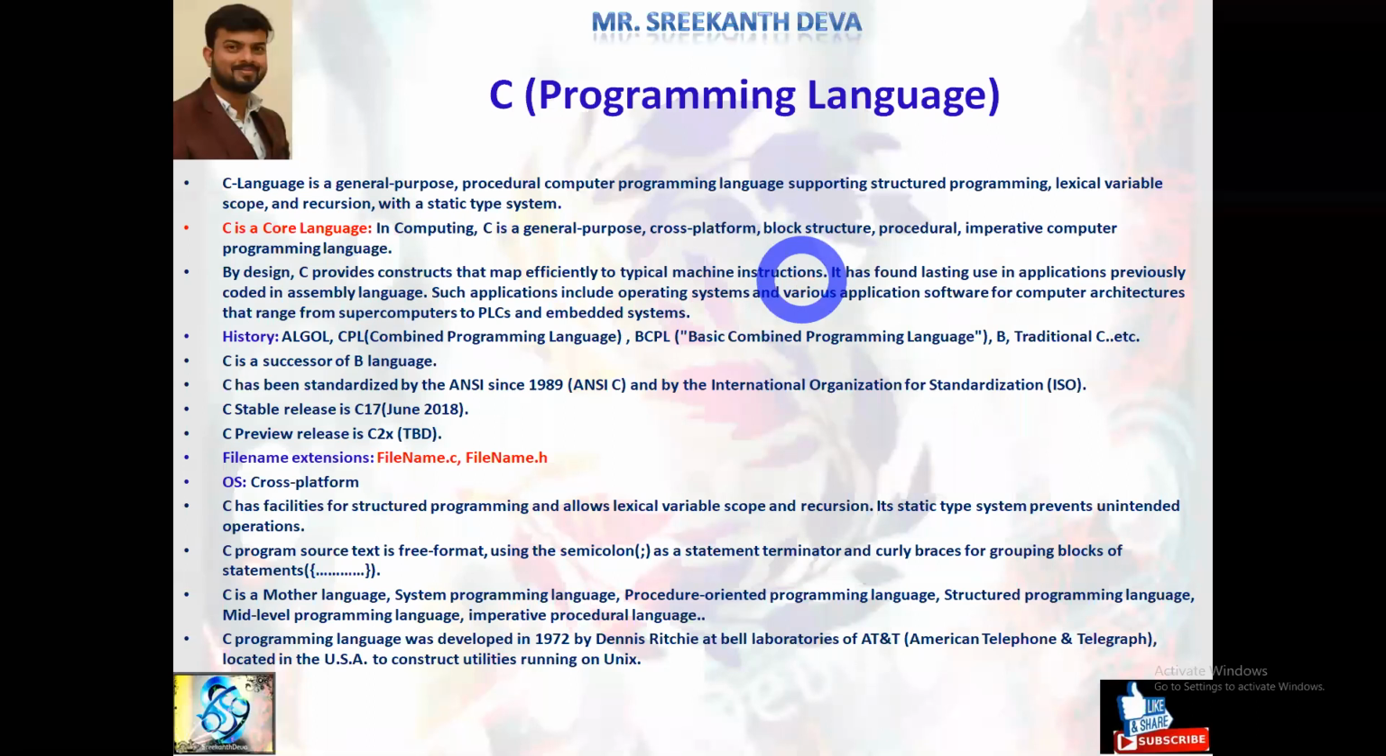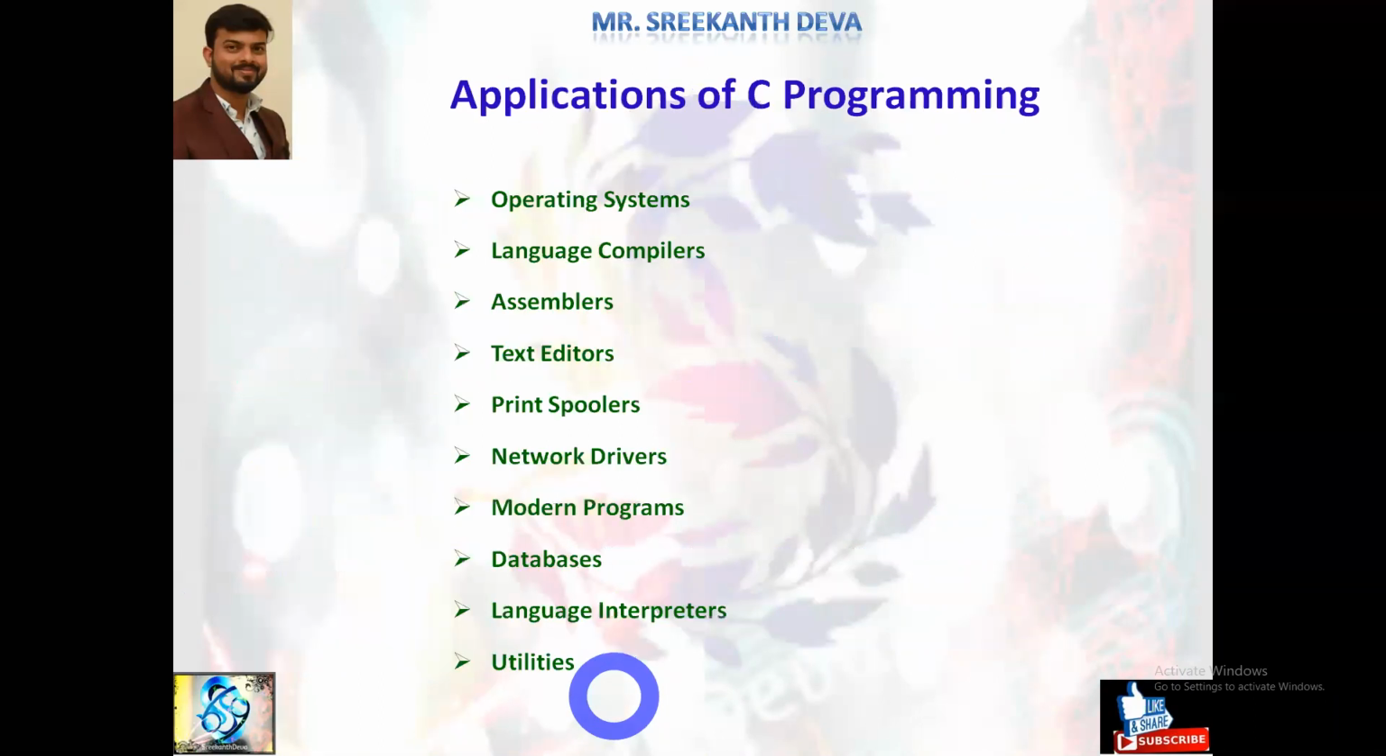C is the mother of all programming languages. Why? Because whatever topics and concepts we use in the C language are used in next level programming languages like C++, Java, Python, .NET, PHP, and so on. C is the base of all programming languages. Remember it. C was developed by Mr. Dennis Ritchie in the year 1972 at Bell Laboratories, to construct utilities running on the Unix operating system.